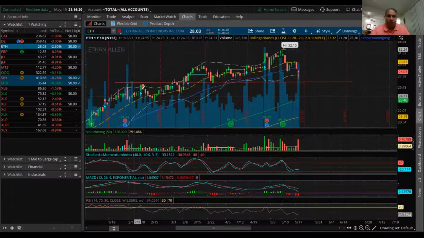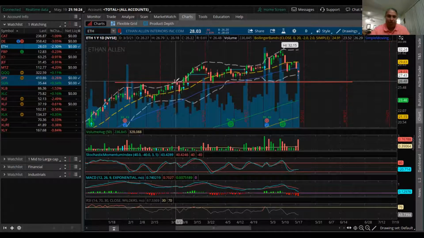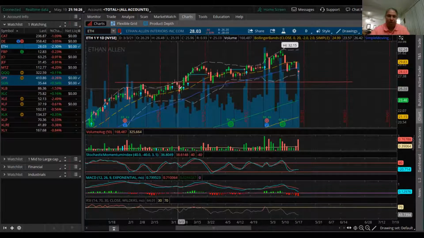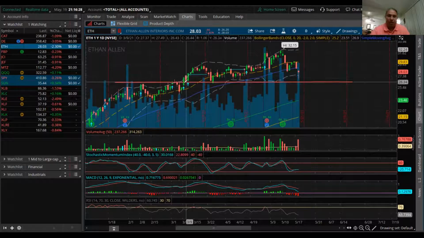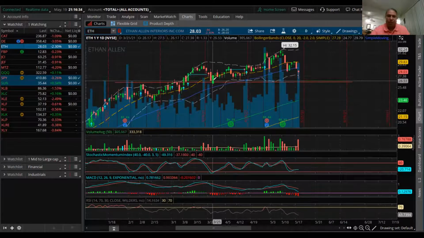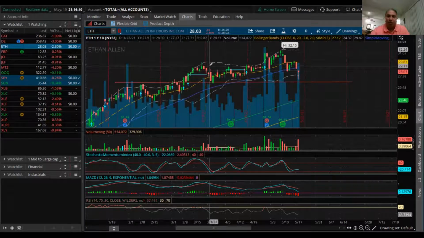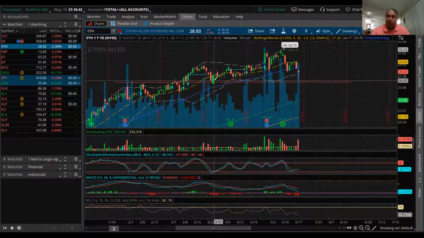Here was resistance, resistance, resistance. It kind of crossed it a little bit right there, came back down, and then it crossed it. Now that it crossed, this resistance is now a support. So sometimes resistance becomes support. Now that this resistance is not a resistance anymore, it is a support.